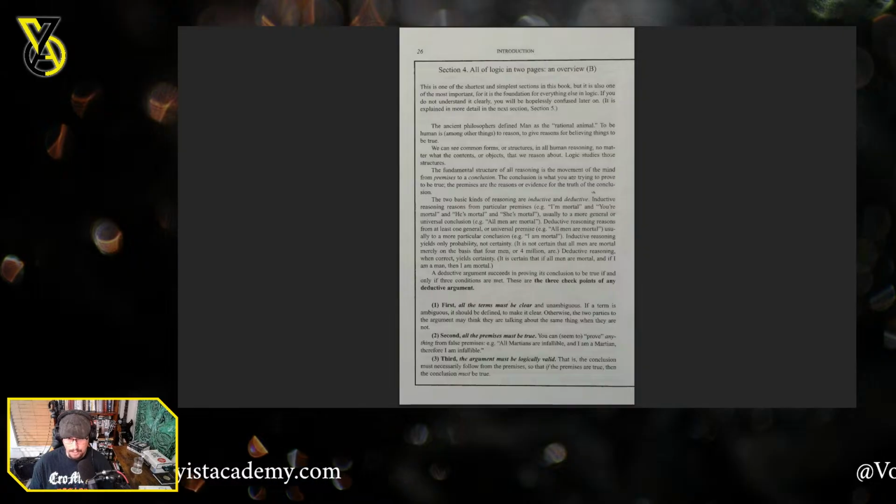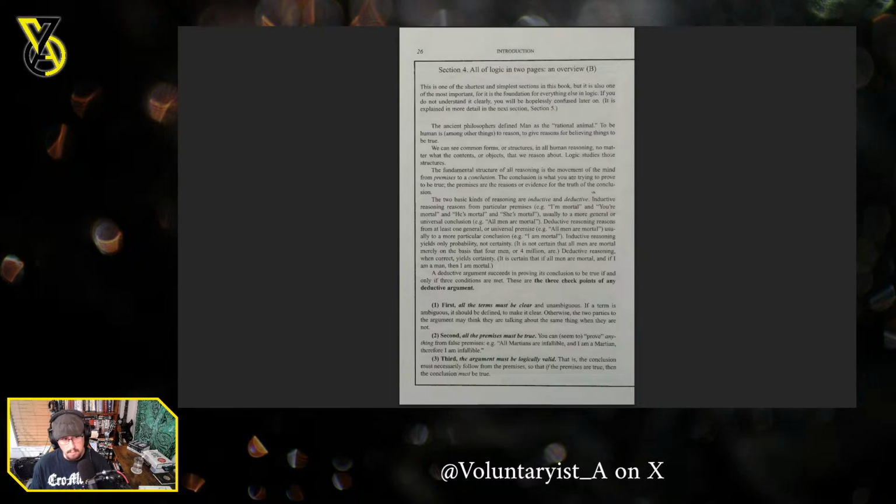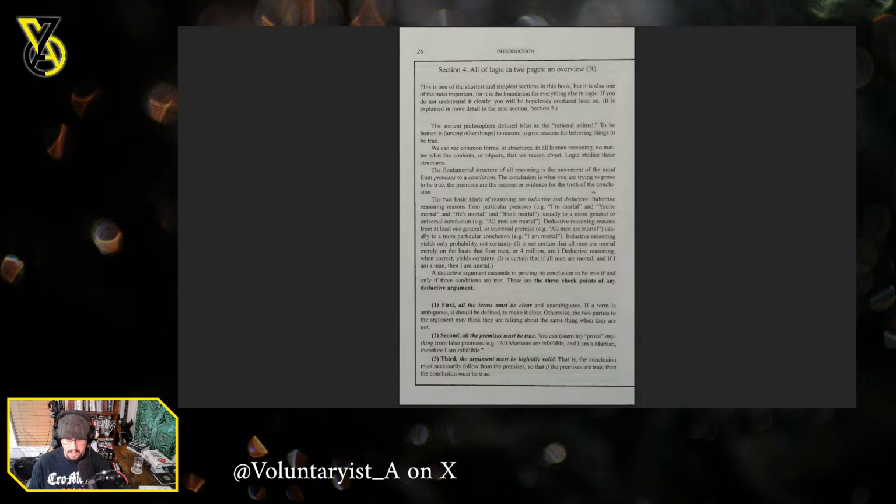Inductive reasoning yields only probability, not certainty. It is not certain that all men are mortal merely on the basis that 4 men or 4 million men are. Deductive reasoning, when correct, yields certainty. It is certain that if all men are mortal, and if I am a man, then I am mortal. A deductive argument succeeds in proving its conclusion to be true if and only if 3 conditions are met. These are the 3 checkpoints of any deductive argument.